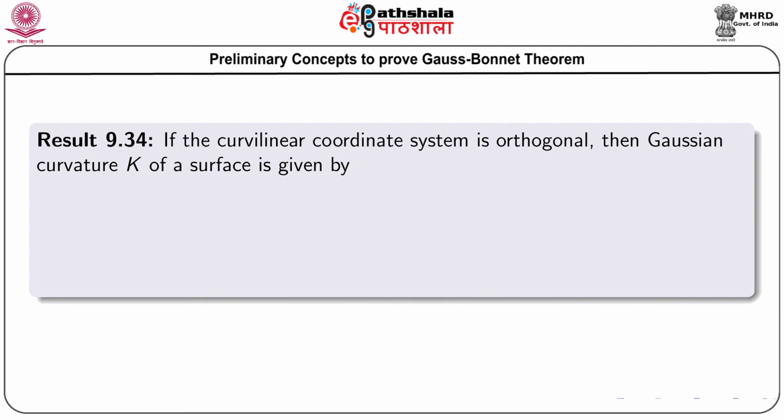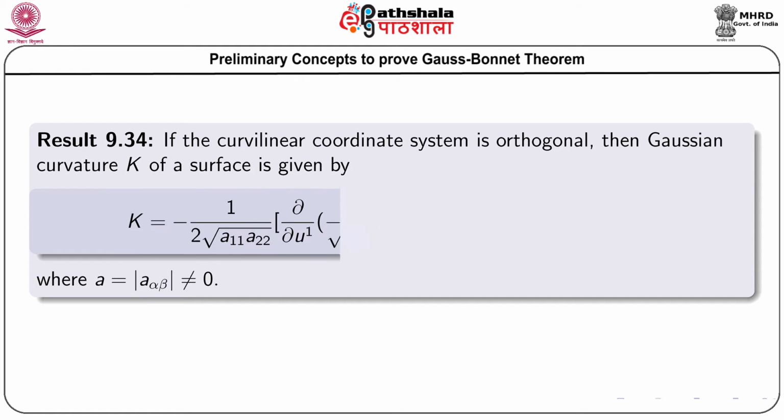Now, we shall also prove in this module this result, that if the curvilinear coordinate system is orthogonal, we know that the curvilinear coordinate system will be orthogonal if A12 equals 0, we have learnt earlier. Then the expression for Gaussian curvature of a surface is given by this.